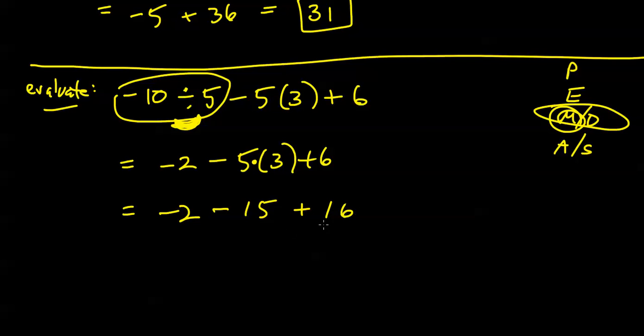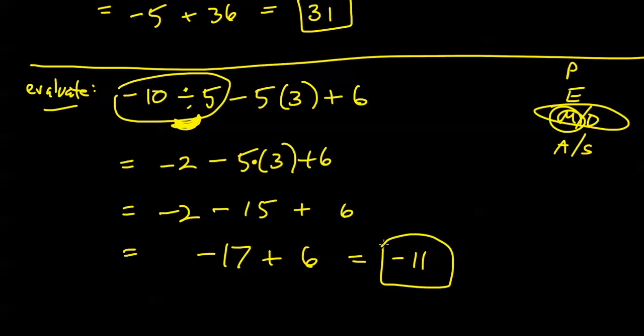Oh, sorry, I made a copy error there. Right, plus 6, okay. So minus 2 minus 15 is negative 17, going in order from left to right there. And negative 17 plus 6 is, of course, negative 11. So my final answer there would be negative 11.